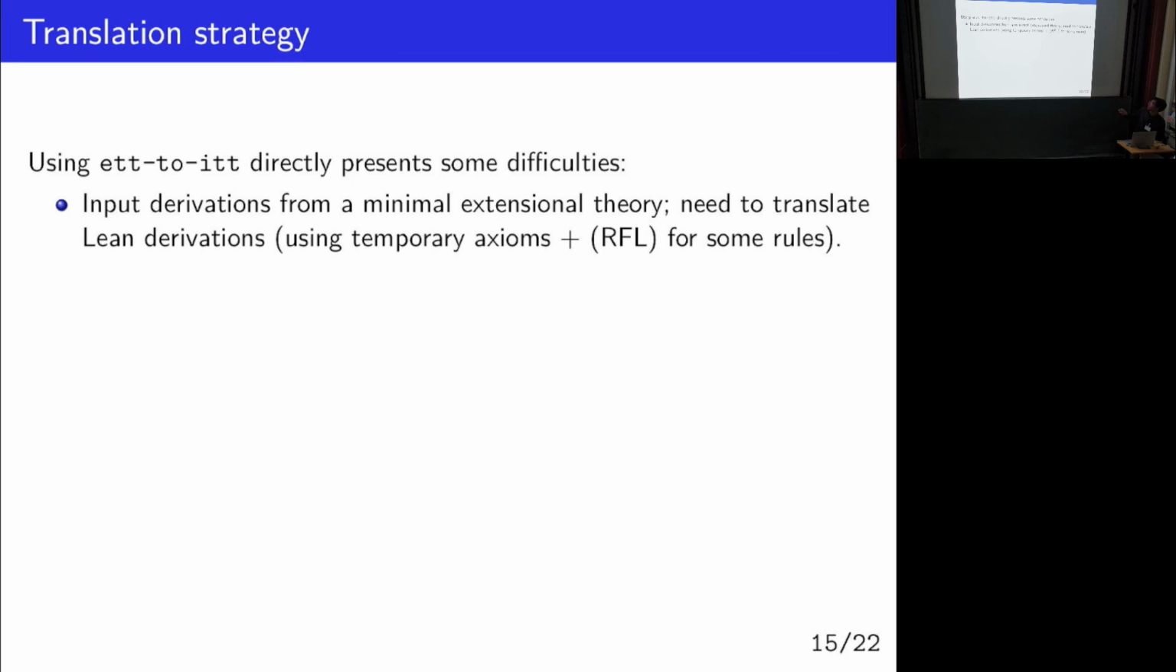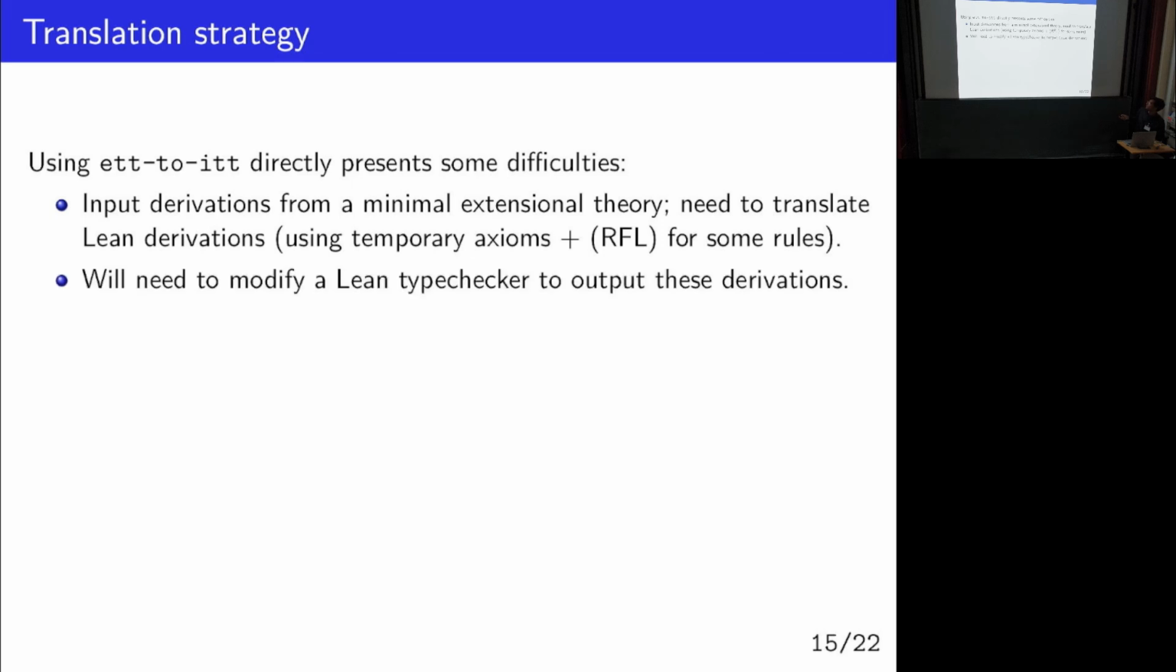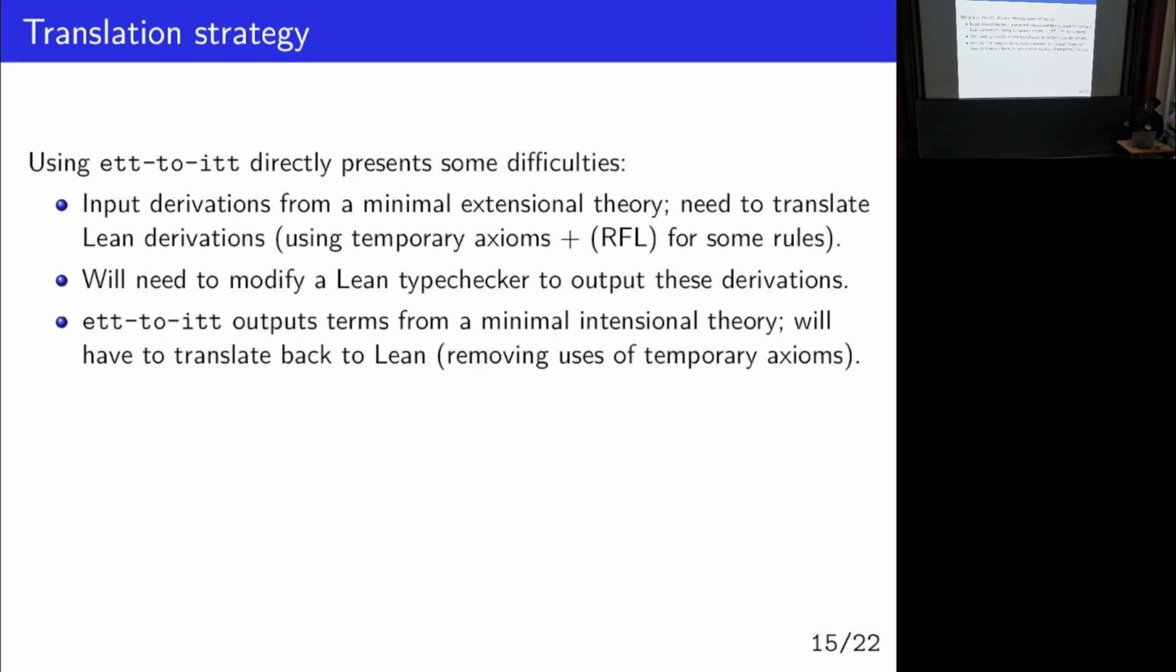With axioms plus the reflection rule. And we'll need to get these derivations in the first place, and there's currently no way to do that. So we'll need to modify some Lean type checker to give us a derivation. And the output of this tool will also be terms from a minimal intentional theory, and we'll have to translate those terms back into Lean, and we'll have to go back and undo all of our uses of these temporary axioms to get a good Lean term.